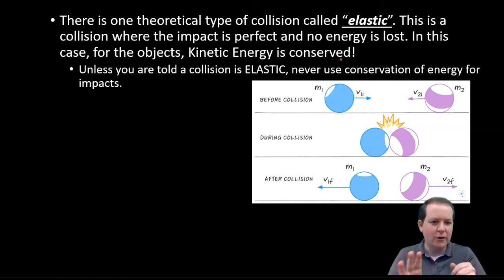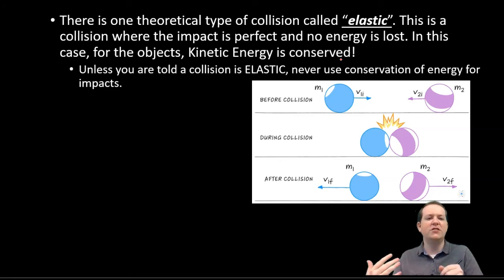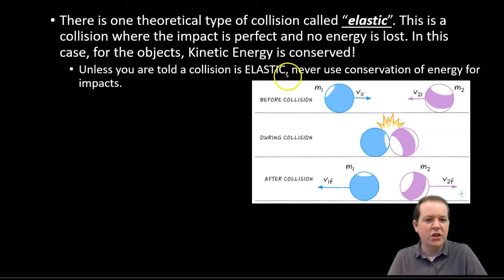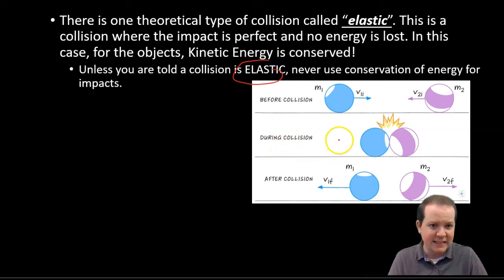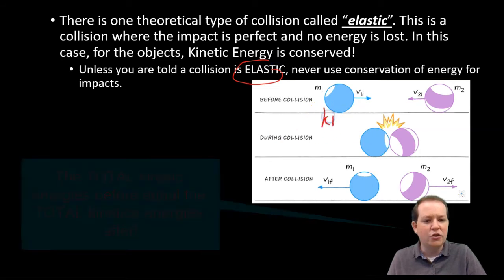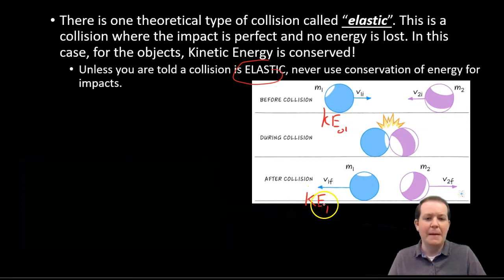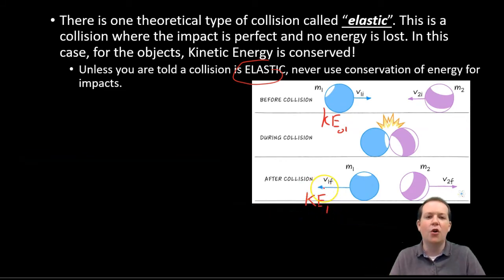There is no energy loss. This does not exist in real life, okay? But it is a way for us to apply conservation of energy in this one type of example. You should not use energy conservation unless you are told that a collision is elastic. If that's the case, you could say the kinetic energy of this object before is equal to the kinetic energy of this object after. But only if the collisions are perfectly, or if they're stated as being elastic.